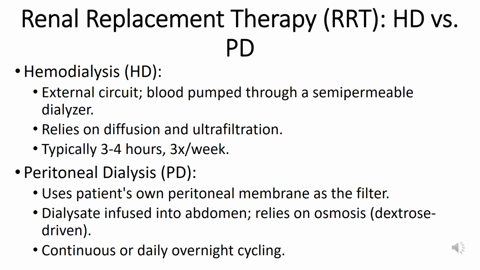Fluid removal occurs primarily through osmosis. The dialysate contains dextrose, a form of glucose. Because the dialysate has a higher osmotic concentration, water moves from the bloodstream into the abdominal cavity. This process helps remove excess fluid from the body. After the exchange is complete, the used dialysate is drained and replaced with fresh solution.